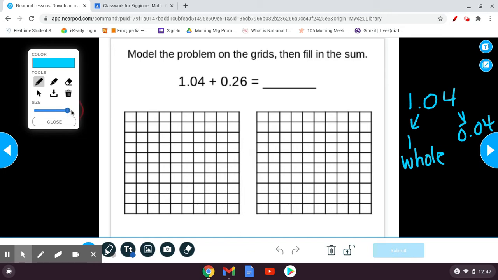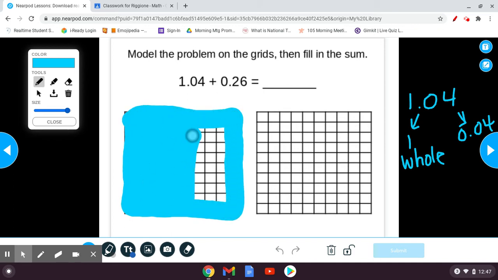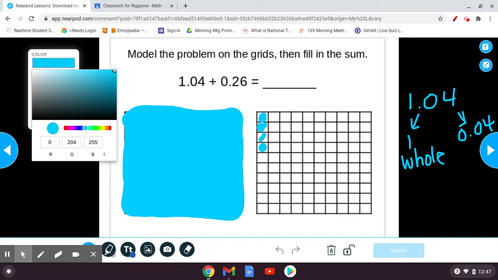So the first thing that I have to do is shade in this entire grid to represent one whole. Then I need to continue on into my second grid to represent 4 hundredths more. So 1, 2, 3, 4. All right. So I have completely shown that I have one whole and then 4 additional hundredths to represent my first add-in. So now I'm going to pick a different color because you always want to use 2 colors when we are modeling decimal addition.